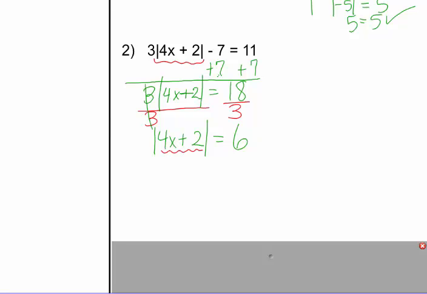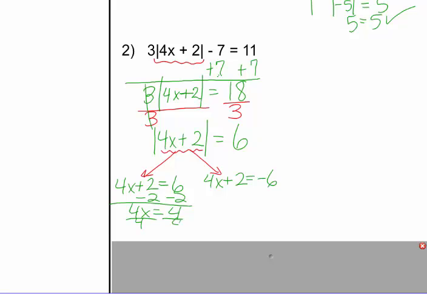So you take the part that's on the inside, split it up into the first case, which is 4x plus 2 equals positive 6. Then we split it up into the second possible case, 4x plus 2 equals negative 6, your positive and negative options. So now we're going to go through and solve each of those 2 equations. Subtract 2 on both sides, 4x equals 4, divide by 4 on both sides, x is equal to 1. Other equation, minus 2 on both sides, 4x equals negative 8, because it's a negative 6 minus 2. Divide both sides by 4, you get x equals negative 2.